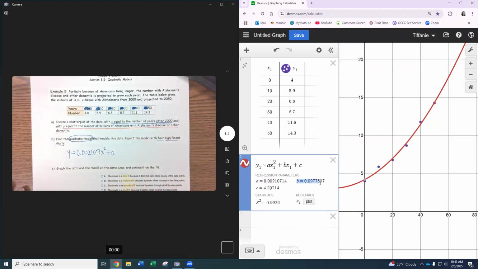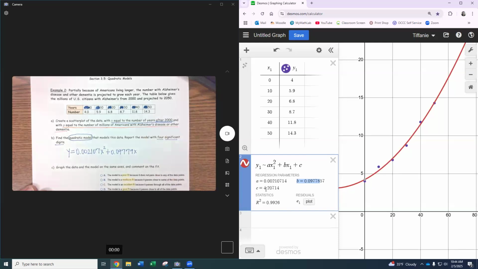So we have right there, and that 5 will make that 8 go up. So 0.977, and again, that rounds up to a 9, and that goes with my x. And then C, this 4 does count as the first significant digit. So this will be right here, plus 4.207. So there is my quadratic model with 4 significant digits.